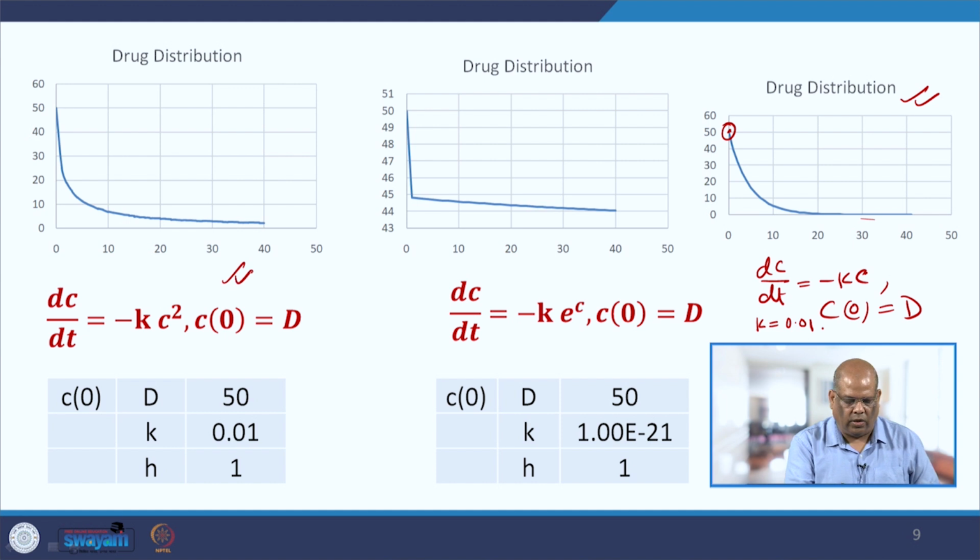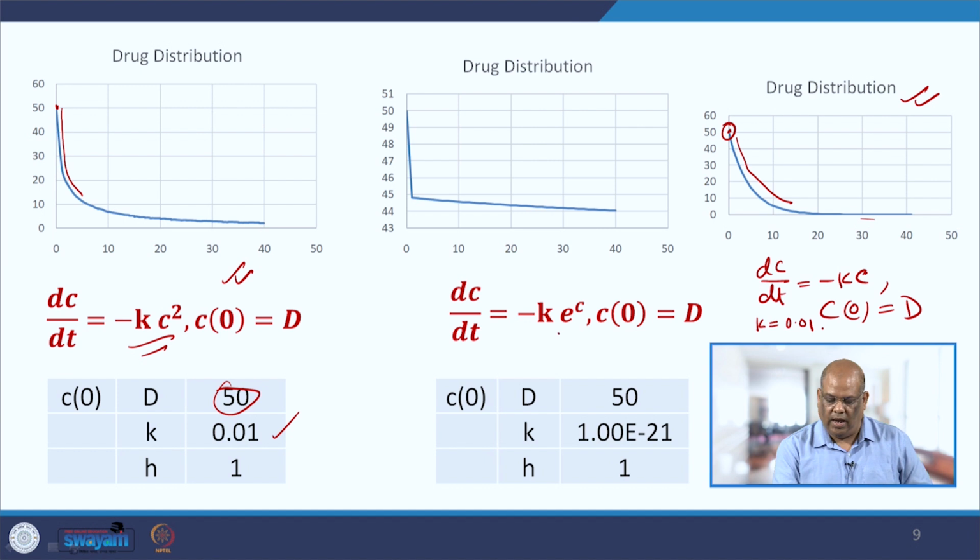Then we come to this law, which is now minus Kc square. We have the same initial condition 50, the value of k is 0.01, and then it starts from 50, but because it is minus k c square, you can see that this decline is sharper than this decline. So, with this minus k c square, the concentration of the drug will be used up rapidly with a sharp decline, and then it is going to some steady value.